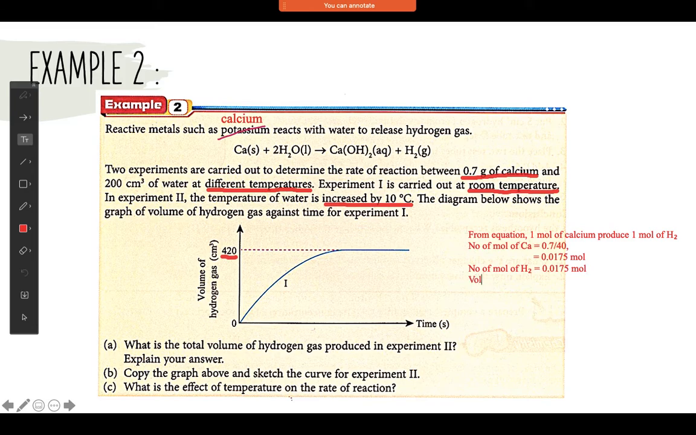So to find the volume of hydrogen gas, it must be the number of moles times molar volume. Molar volume we take at room temperature. It has mentioned room temperature, where the number of moles is 0.0175. When you multiply with the molar volume 24 for room temperature, you will get the value 0.42. This unit is mole, and this unit is dm cube per mole. So the unit you get will be in dm cube, 0.42 dm cubic, or 420 cm cubic.